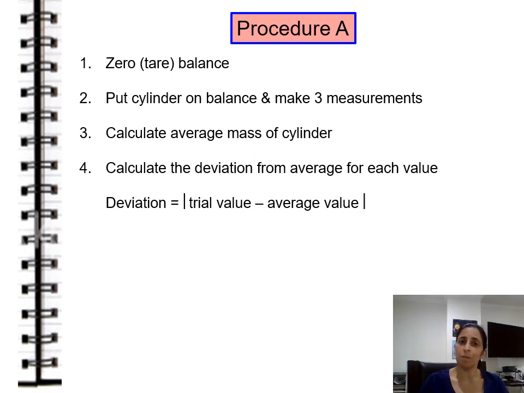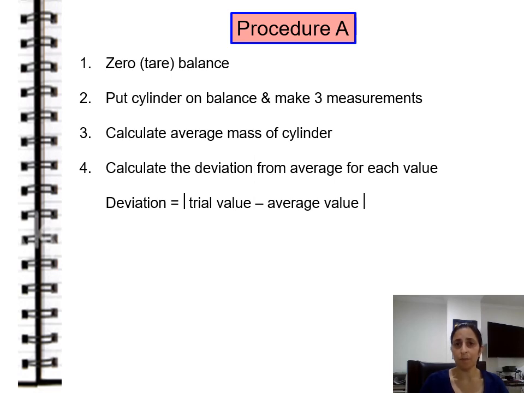The reason we do 3 measurements is because we want to make sure our answers are reliable, okay? We want to make sure that they're reproducible, and if they're reproducible, that means that they're reliable. Reproducible means that every single time we measure the same mass on the same instrument, it should give us pretty much the same number. If it's off by a tiny little bit, it's not a big deal, but it should give us very close masses every time, if not the same mass. Okay, then we're going to calculate the average, and then we're going to calculate the deviation from average.